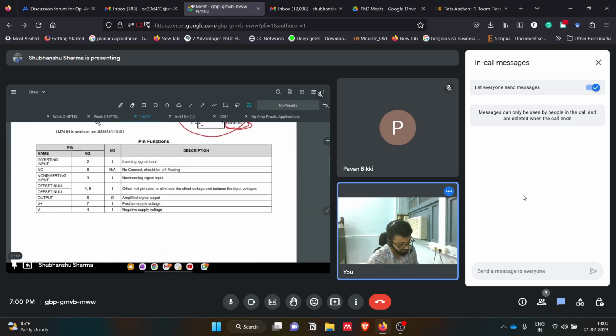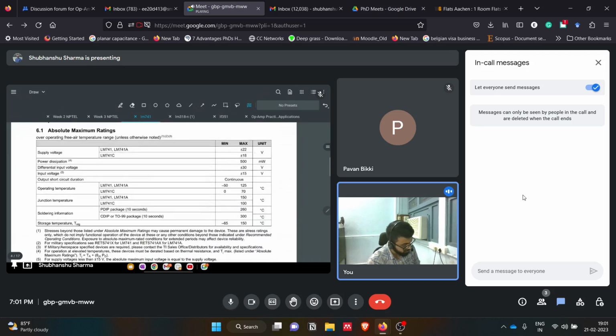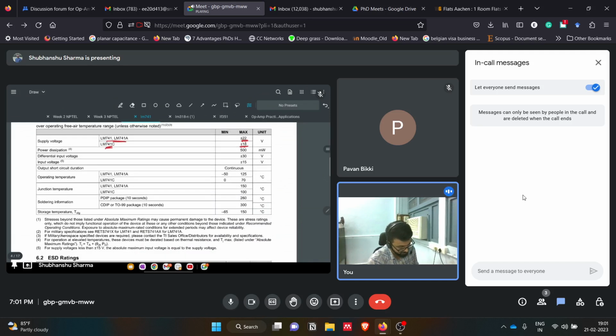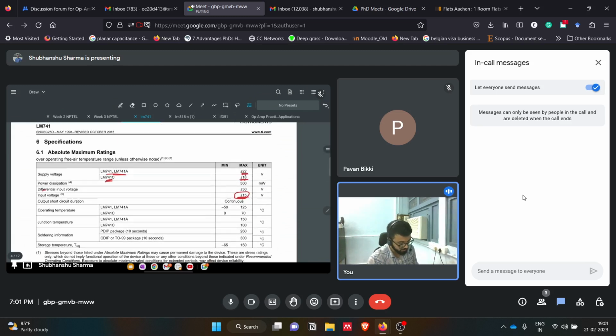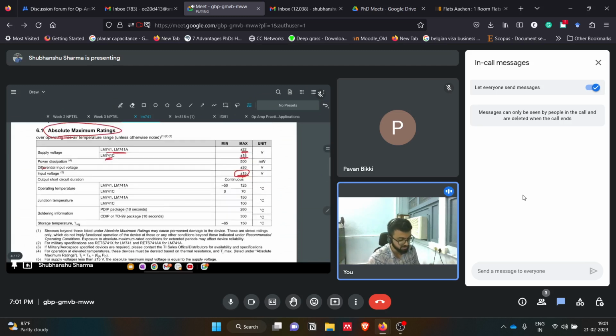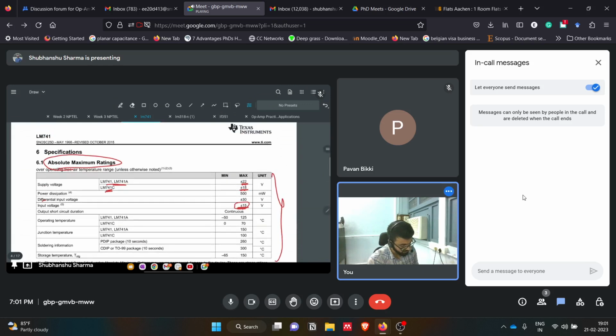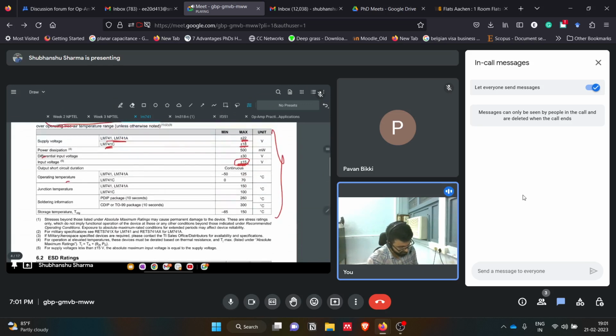Then we have all these things: inverting, non-inverting, offset null, and all those things. Then this is important: the supply voltage we can give for these two ICs is up to plus minus 22, and for LM741 we can give plus minus 18. Then there is the differential input voltage; we can give up to plus minus 15 volts only. So these are the limitations. These are the maximum ratings decided for an IC. The people test these ICs and then decide these conditions. Then there are operating temperature and junction temperature.